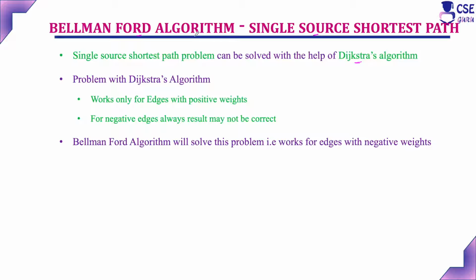But what is the drawback in Dijkstra's algorithm? This Dijkstra's algorithm will work only for the edges with positive weights. Suppose the edges contain negative weights, then this Dijkstra's algorithm may not give the correct result. So to overcome this drawback, we will use the Bellman-Ford algorithm. This Bellman-Ford algorithm will work for the edges with negative weights also. It will work for both positive weights as well as negative weights. But Dijkstra's algorithm will not work for edges with negative weights.